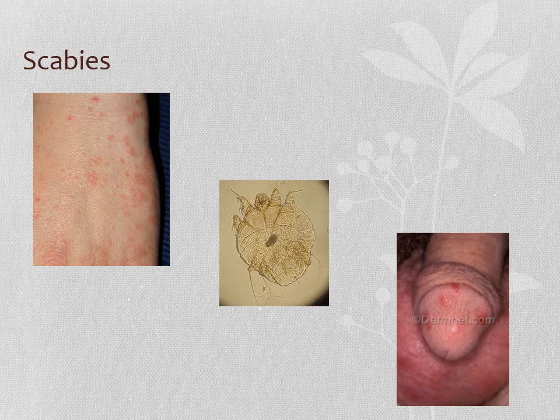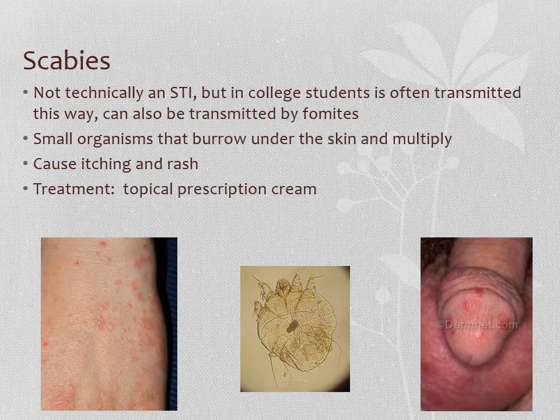Scabies, we've talked about this before when we talked about genital skin infections, and you'll recall it's not technically an STI, but is often transmitted that way in college students. So these little tiny mites burrow under the skin and they cause an itchy red rash, often these little tiny bumps, and it can be very itchy. So the treatment again is a prescription topical cream that you put on the skin and washing all of your clothes and linens in hot water to make sure that none of the mites are left living in any of your things. Let's see, did we get everything there? Yep, we did. So if you need to pause it and catch up, go right ahead.